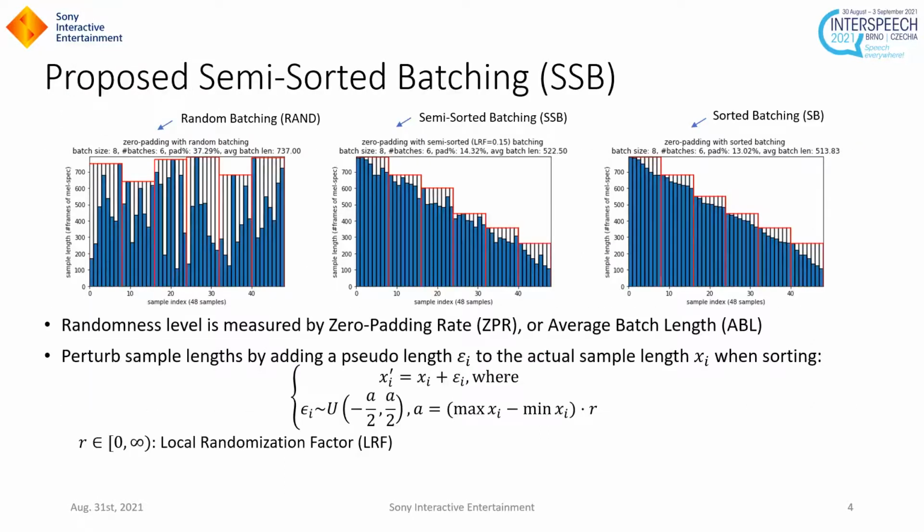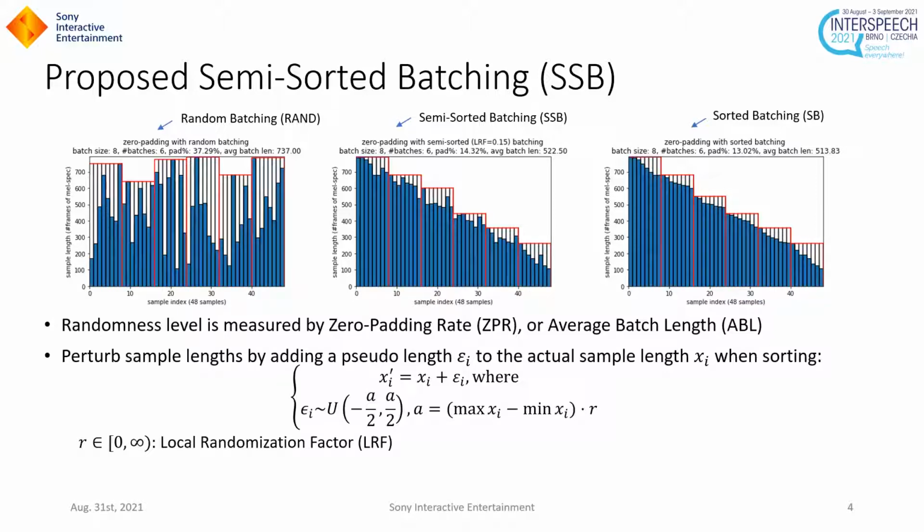These three figures give an example of batching 48 samples into 6 batches, with batch size 8, using random batching, semi-sorted batching, and sorted batching. As you can see, semi-sorted batching is similar to the sorted batching, but with some randomness in the sample length when sorting. The randomness level is measured by zero padding rate or average batch length.